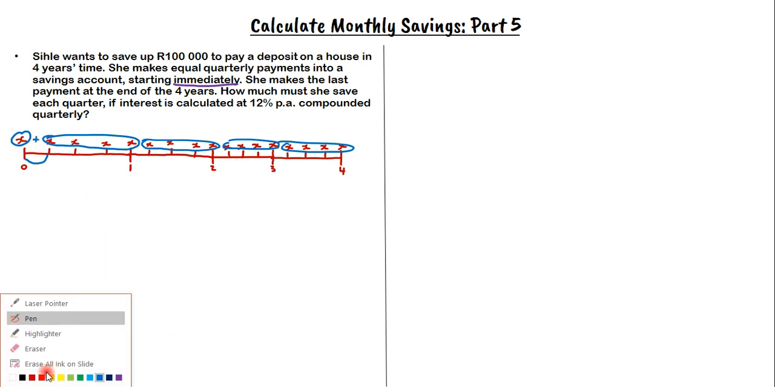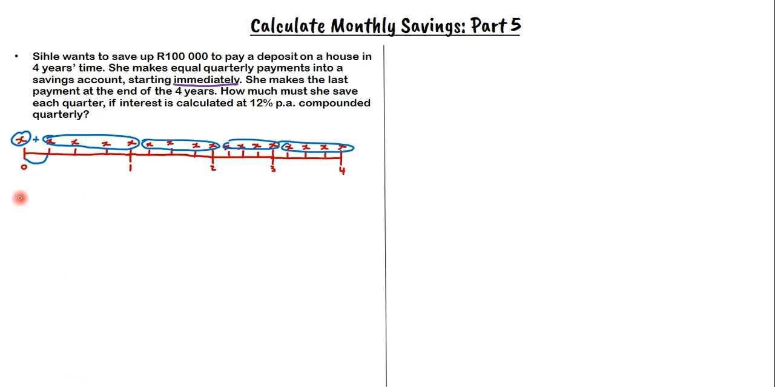Now, to calculate the monthly savings, what we need to think of is, first, the amount that she's trying to reach, which in this case is 100,000 rands. And then we need to consider the compounding periods, which here is quarterly, so it is going to be 4. And then we also need to consider the interest. It is 12% over 4.